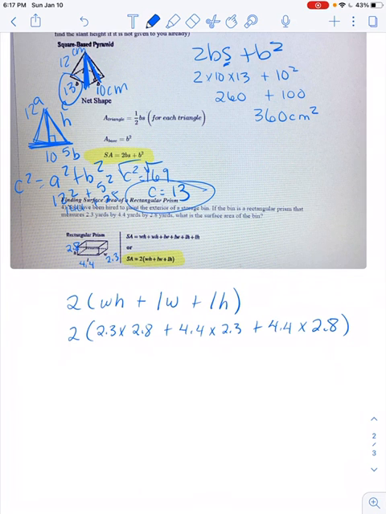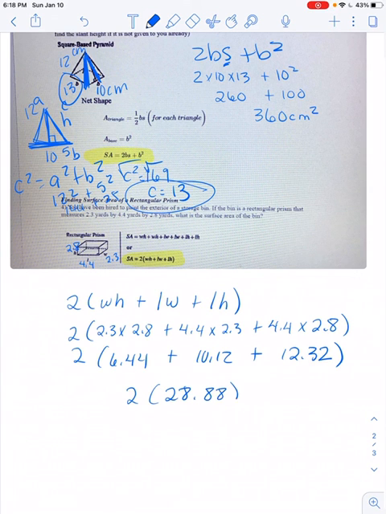So we're going to have to do the multiplication in our bracket first, and then we can add them up. So 2.3 times 2.8, that gives us 6.44. 4.4 times 2.3, 10.12. And 4.4 times 2.8, 12.32. Now we're still not done with our bracket. We're going to have to add all these up. It gives us 28.88, and then we can multiply, and it's giving us a surface area of 57.76 yards squared.